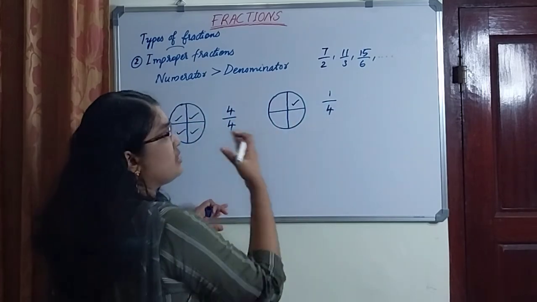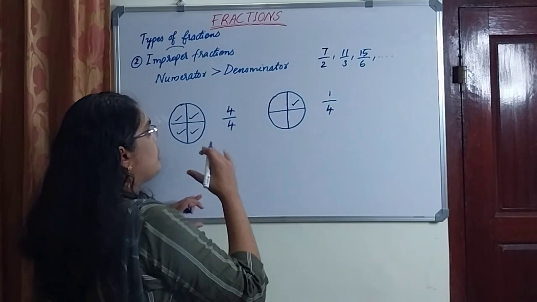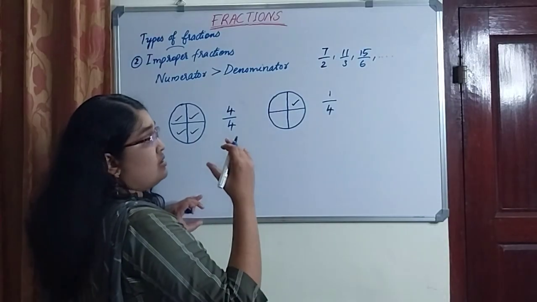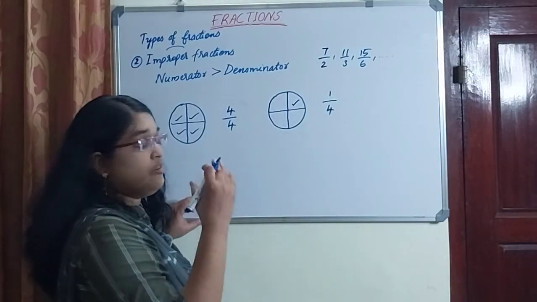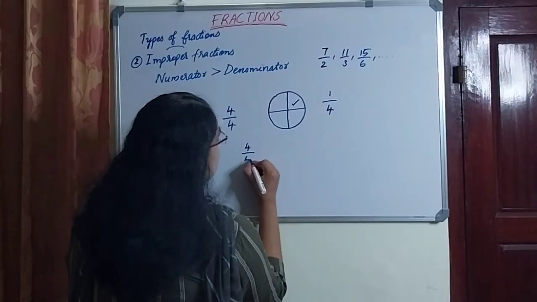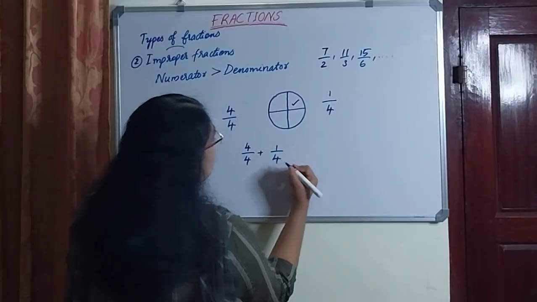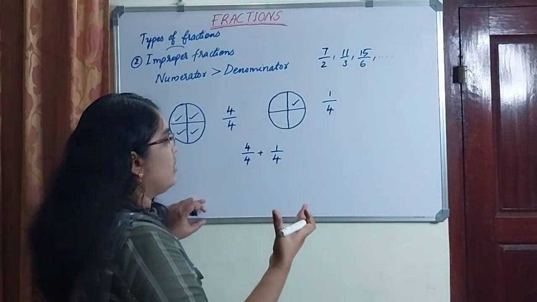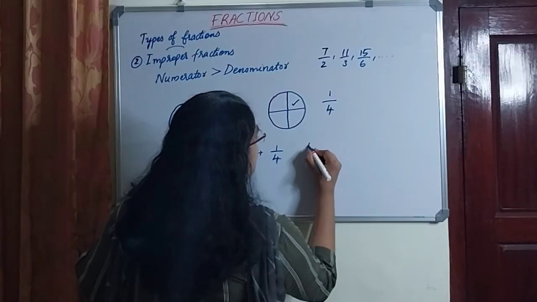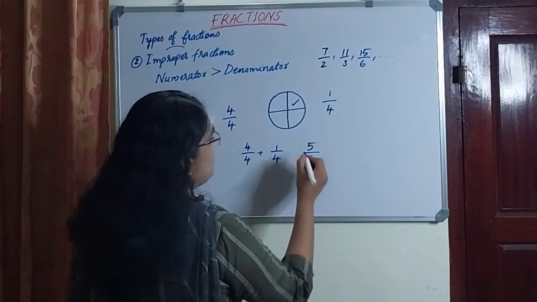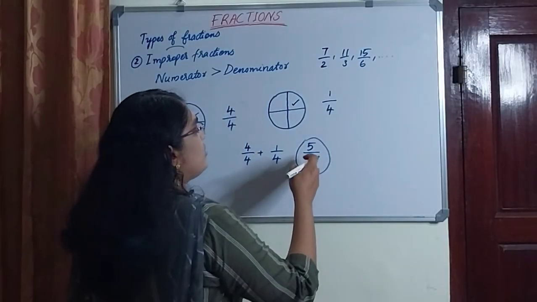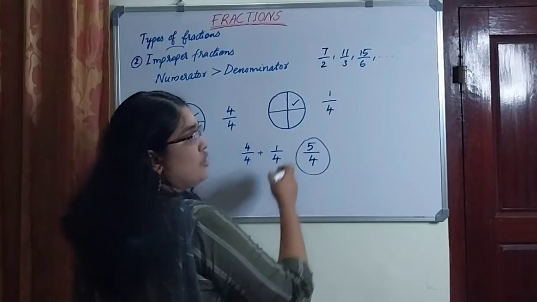These 2 cakes are similar, same cakes. So the total number of pieces consumed by these 5 friends will be 4 by 4 plus 1 by 4. We can see addition of fractions later, but here we can add this as 5 by 4. See, this is an improper fraction. Here the numerator is greater than the denominator.